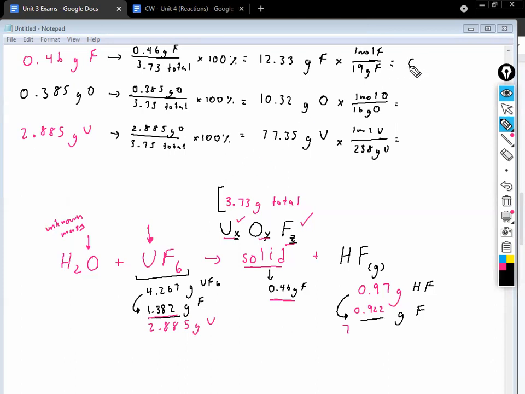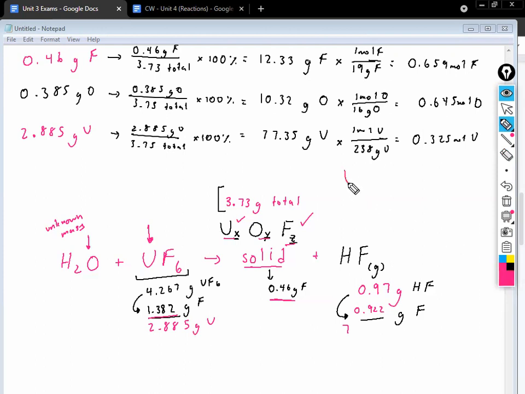Okay, for the moles, you should have gotten 0.659 moles of fluorine. For the oxygen, you should have gotten 0.645 moles of oxygen. And then for the uranium, you should have gotten 0.325 moles of uranium. So there you go. Those are your moles. And now we can finally do the empirical formula.